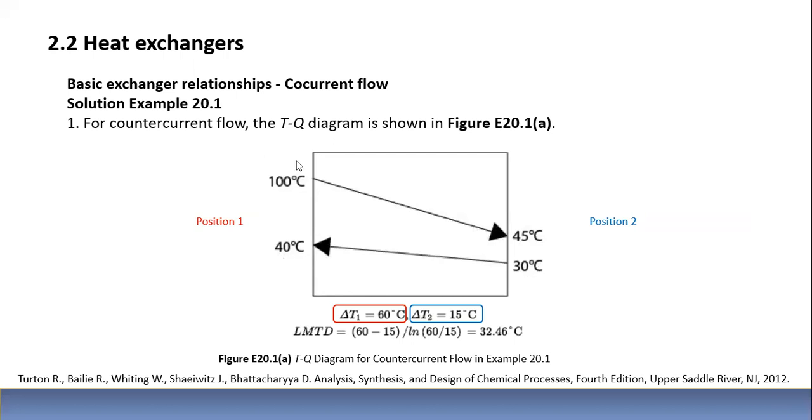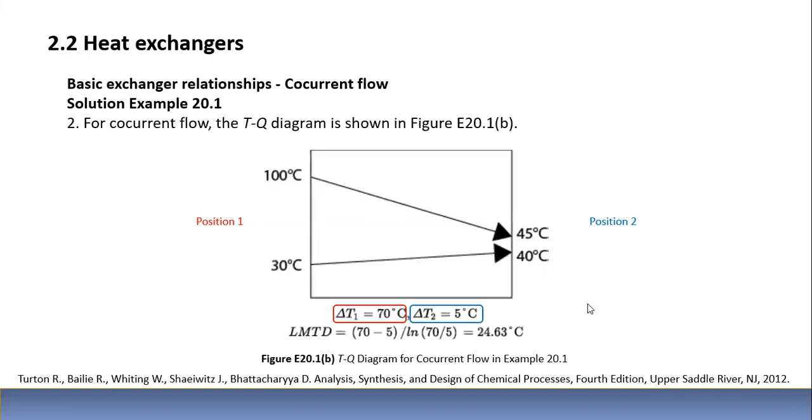So delta T in position 1 is 100 minus 40, which is 60. And delta T in position 2, or delta T2, is 45 minus 30, which is 15. The log mean temperature difference will be 60 minus 15 divided by natural log of 60 divided by 15, as it is expressed here. And that will give us 32.46 degrees Celsius. For concurrent flow, the TQ diagram is shown in figure 20.1b.